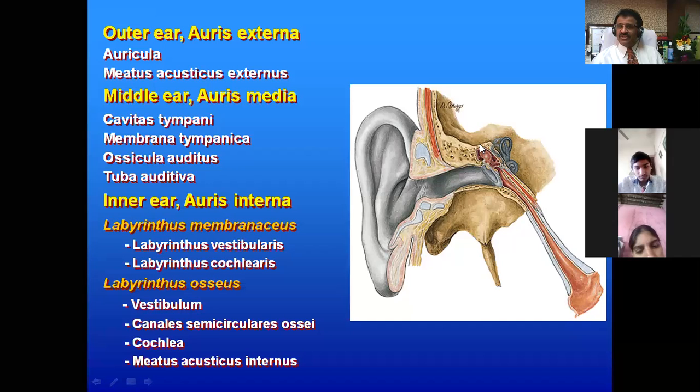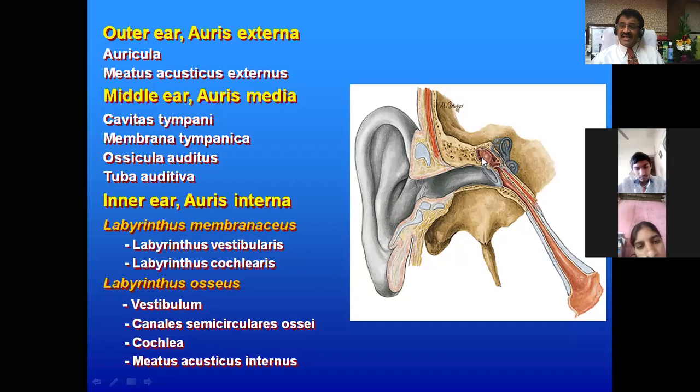The middle ear is also called auris media, or middle ear. It has a tympanic cavity or cavitas tympani. It has a membrana tympanica, or tympanic membrane. Tympanic membrane means eardrum. Eardrum is also called myringa. So it has many names, and it is a partition between the external ear and the internal ear.